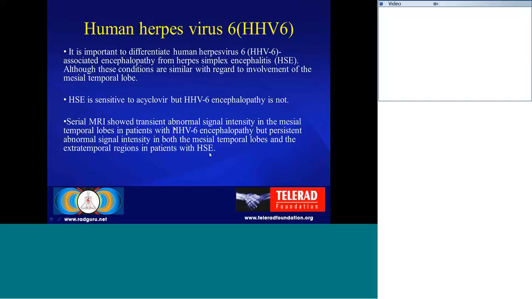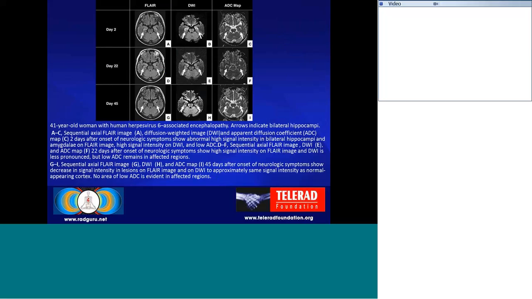So in herpes virus 6, you see only transient abnormality in the medial temporal lobe, which will vary with time. Whereas in herpes simplex virus 1 encephalitis, there is a persistent abnormality, and it will extend outside the mesial temporal lobes into the extratemporal regions.